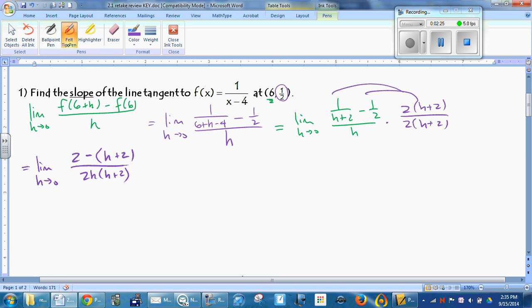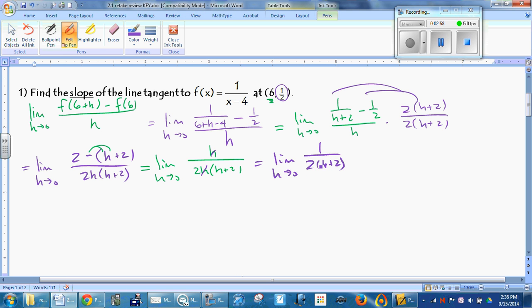Now we're going to go ahead and distribute this subtraction. Subtract each of these. We get the limit as h approaches 0. We get 2 minus h minus 2. So the 2 minus the 2 gives us 0. We're left with h on top. 2h times h plus 2 on the bottom. Those h's cancel out. And now we can use direct substitution because those are what were giving us that 0 over 0 from earlier. So we're left with 1 over 2 times h plus 2.